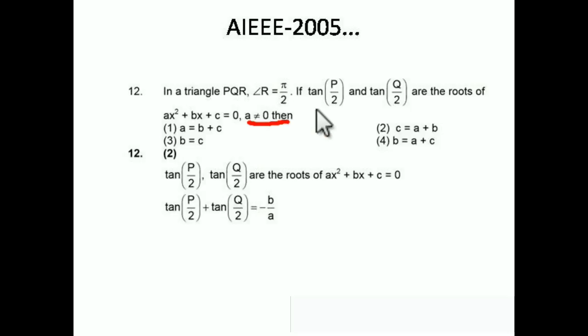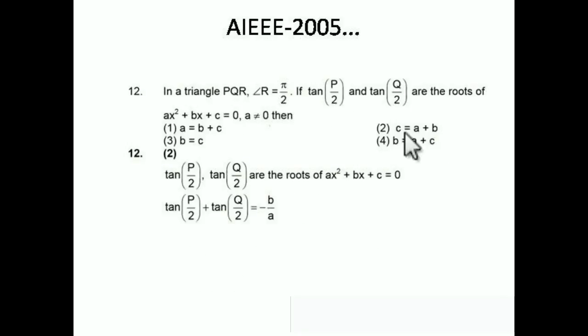Now tell me, if these are the roots, then what? We have the formula, we have the basics. Those who don't know the basics, please go to the topic lecture of quadratic equation, learn the formula and come and solve this question again. What they say, tan p by 2 and tan q by 2 are the roots of this equation, ax square plus bx plus c. Now tell me, the sum of the roots, the formula is minus b by a. That means tan p by 2 plus tan q by 2 is equal to minus b by a. Similarly, the product tan p by 2 into tan q by 2 is equal to c by a.